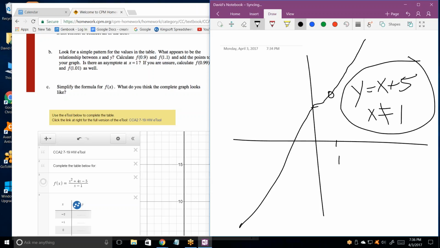Y equals x plus 5 is a continuous straight line. Y equals x plus 5 with a hole at 1 is different. It's the same straight line, only there's a hole where x equals 1.